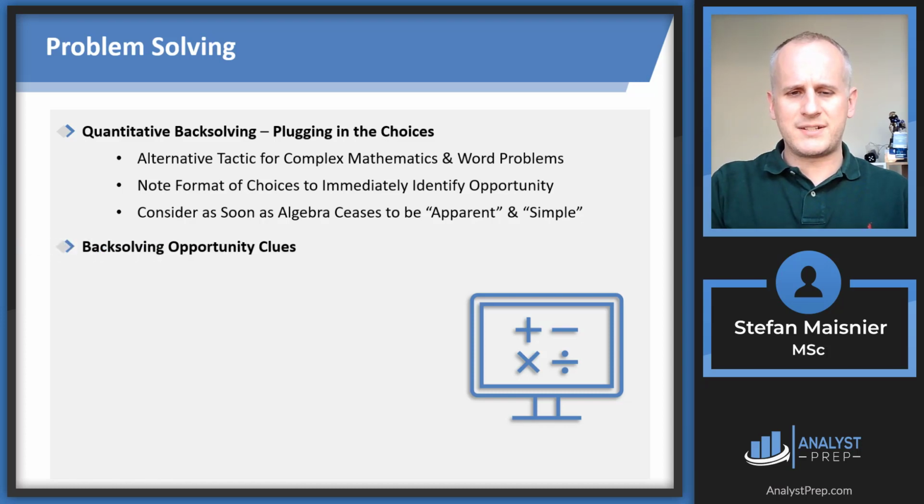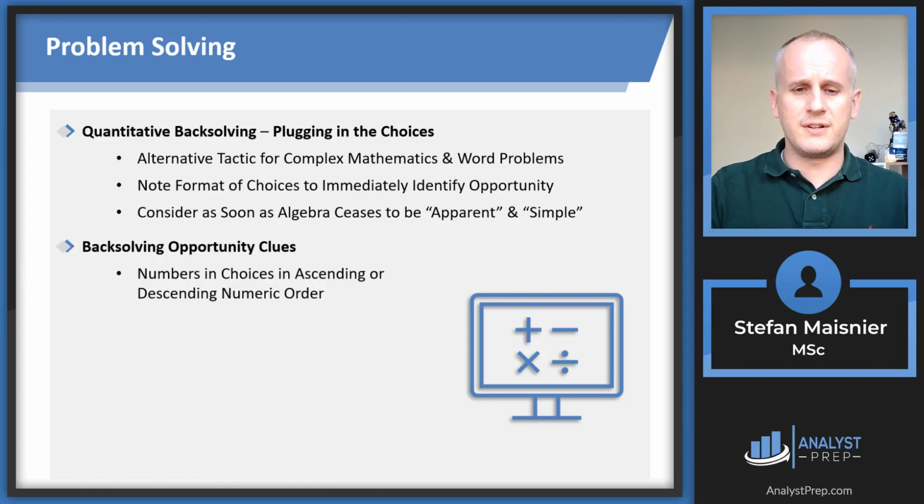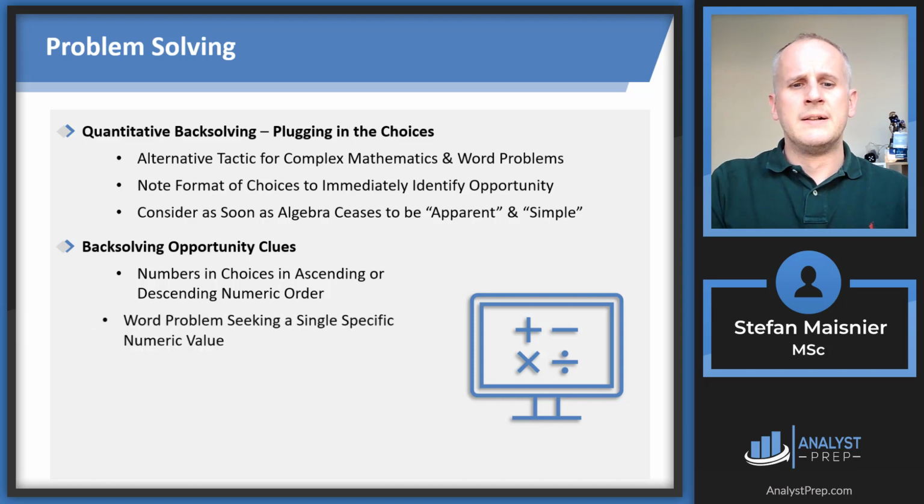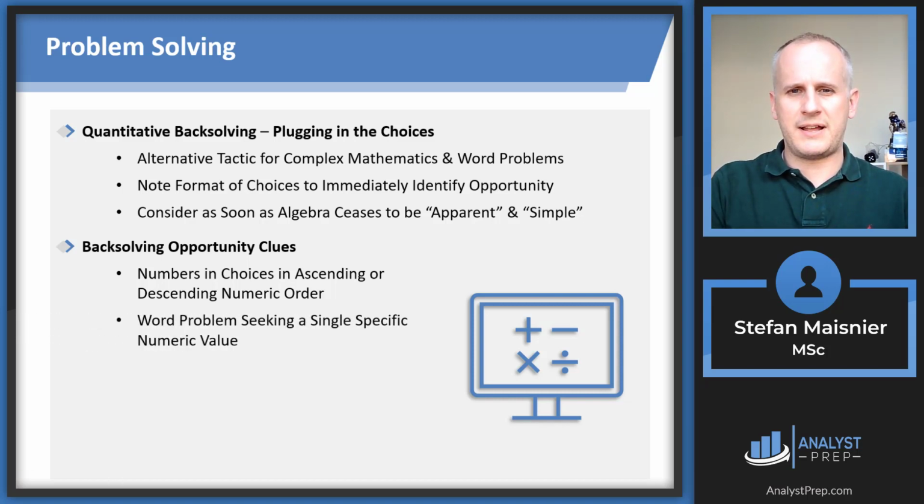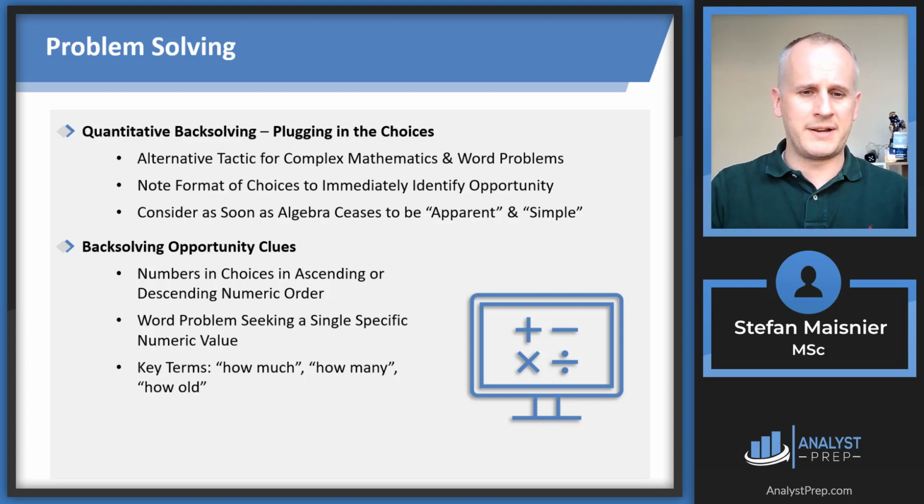So our backsolving opportunity clues are as follows. First, as I mentioned briefly, numbers and choices in ascending or descending numeric order. So if you've got 2, 5, 10, 100, and 200, then that may be something that you can backsolve. You'll also frequently have a word problem that is seeking a single specific numeric value, and that often is done with the key terms how much, how many, and how old. So if you see those phrases, you might have an indication that backsolving could be a possibility.